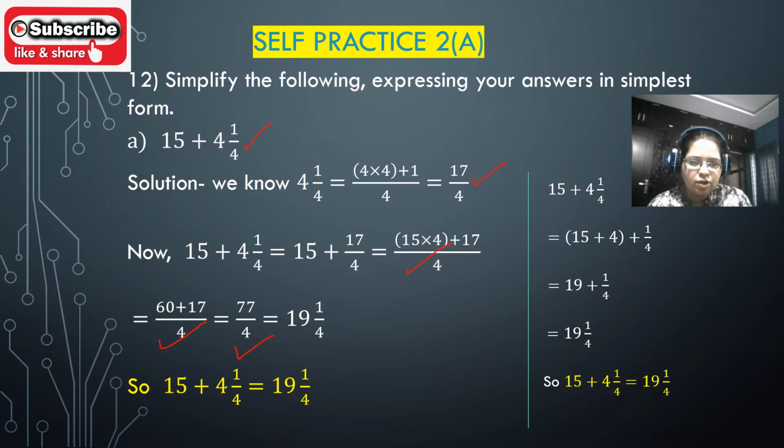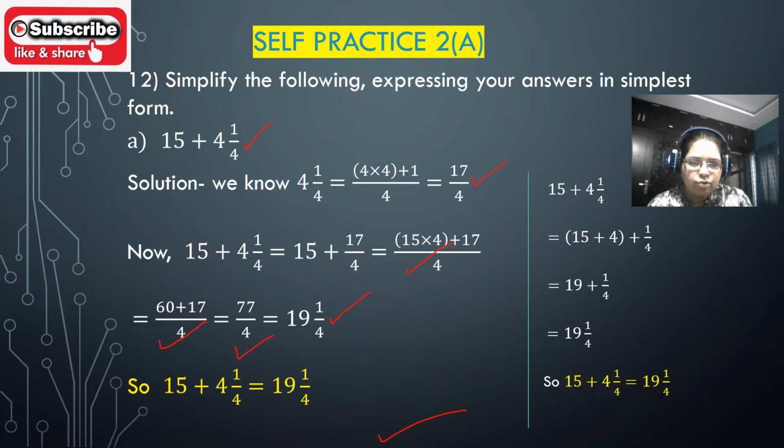So 77 by 4 is an improper fraction, and we convert it into a mixed fraction. Mixed fraction is quotient, remainder over divisor. So 77 by 4 equals 19 and 1 by 4. So we get 15 plus 4 and 1 by 4 equals 19 and 1 by 4.